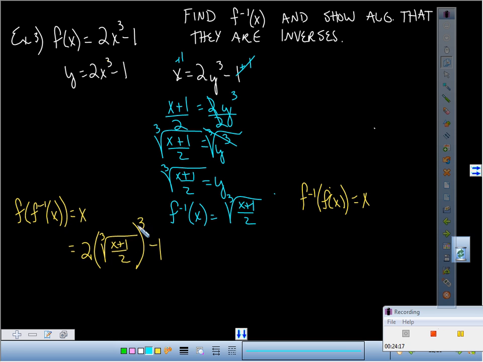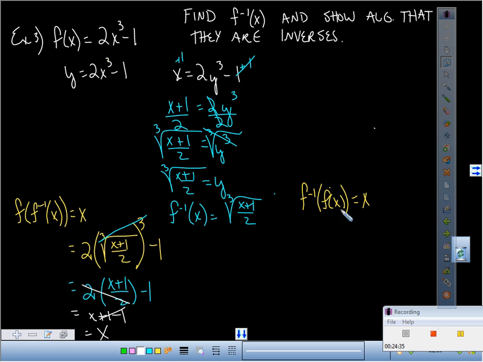The first thing that happens is the cube roots and cubes cancel each other out. So now you're left with 2 times (x plus 1) over 2 minus 1. Now who cancels? The 2. And then you're left with x plus 1 minus 1. These cancel. So there's my answer.